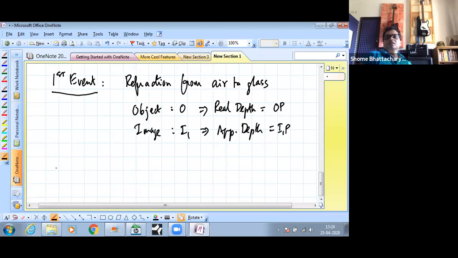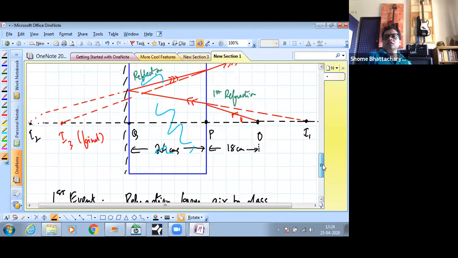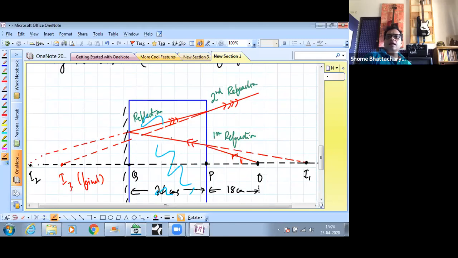Now the next thing, the second event. So immediately after this refraction, the rays which have refracted into glass go and hit the mirror. So for the mirror, the incident ray is this refracted ray inside glass, I'm just showing by the pointer. So this incident ray is actually coming from where? It's coming from I1. It's not coming from O, because there's been a bending in between. So these rays appear to be coming from I1.